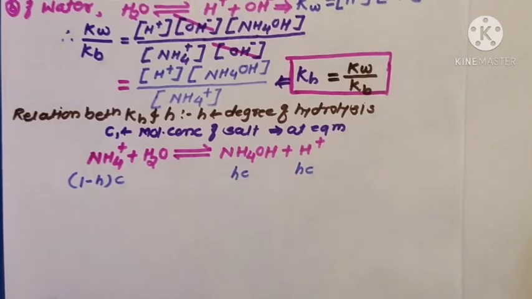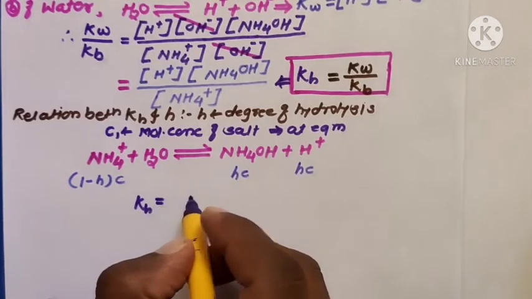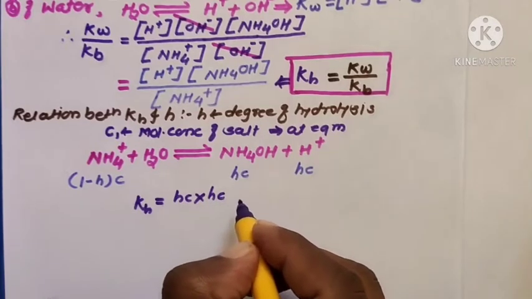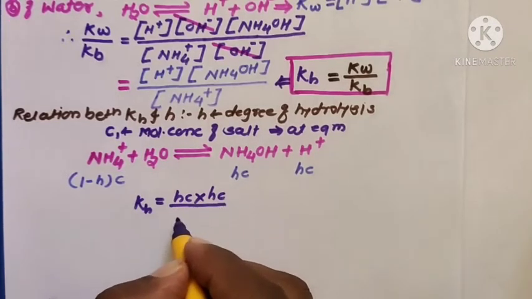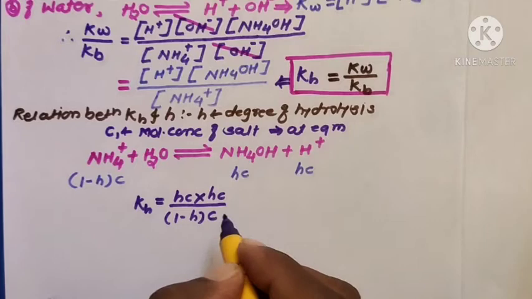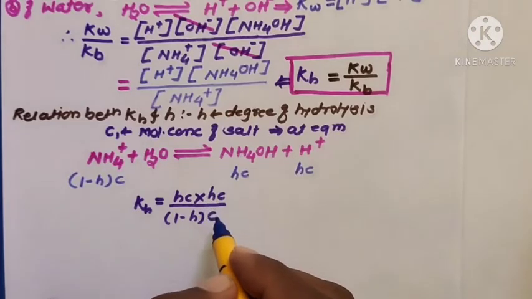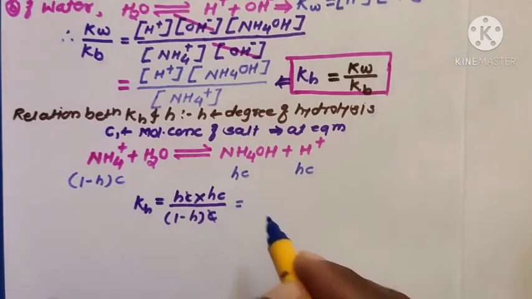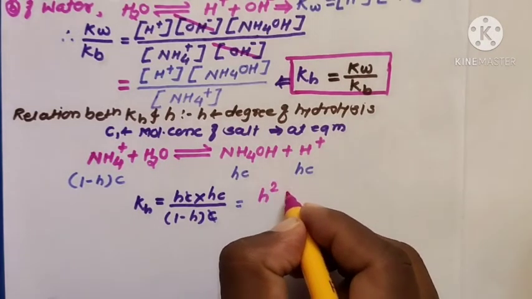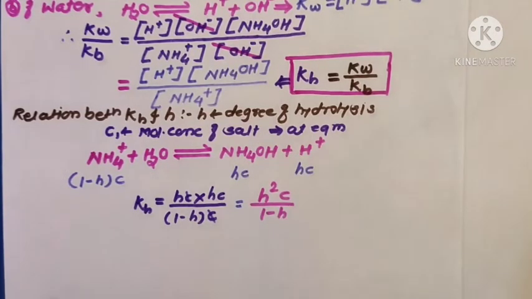Therefore Kh is equal to hC into hC divided by (1 minus h) into C. Here the concentration C will get cancelled to form h square C divided by 1 minus h.